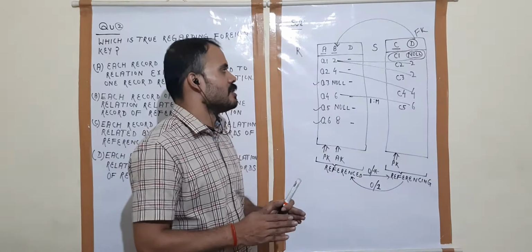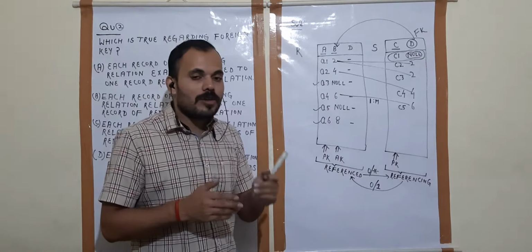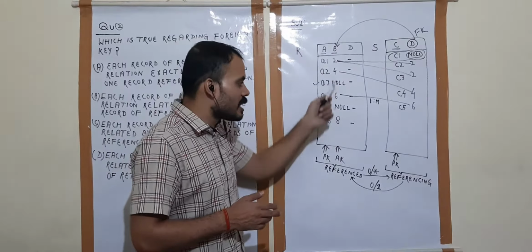The foreign key D is referring to the alternative key B. It means that either null values are allowed in the foreign key D, or if values are allowed in the foreign key D, then only those values are allowed which are present in the alternative key B. Those values which are not in the alternative key B are not allowed in the foreign key D. See here, in D, null values are allowed in the foreign key.